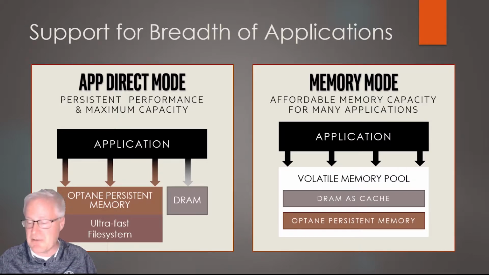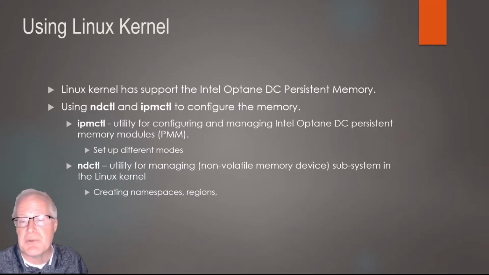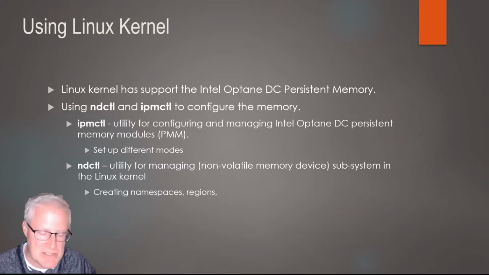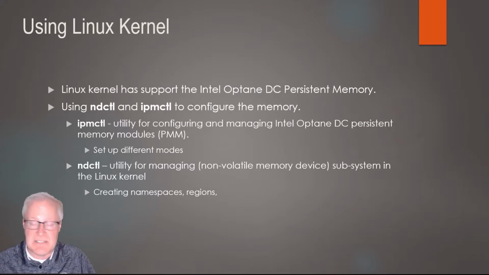So some of the tools that are out there that help you manage this new memory, here's two of the tools that are available on the Linux kernel, and they're available in any of your modern Linux distros today. I think the first one offered was Fedora 29. It's available on SUSE and Windows Server as well. The first command is called IPMCTL. That stands for Intel Persistent Memory Controller. It's a utility that allows me to configure and test and monitor my persistent memory modules that are sitting in my server.